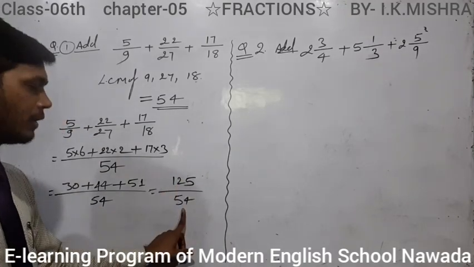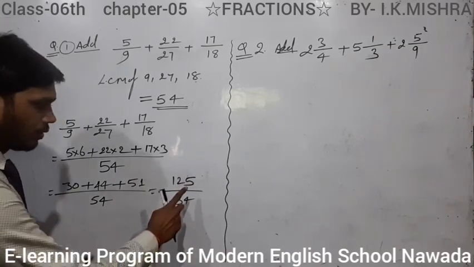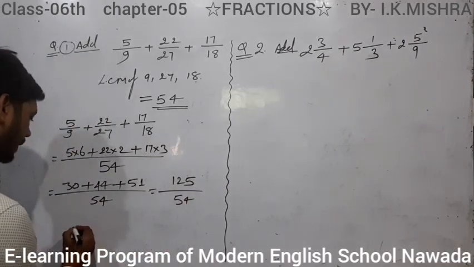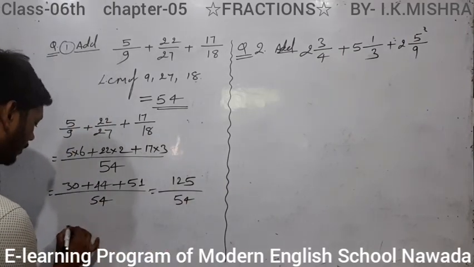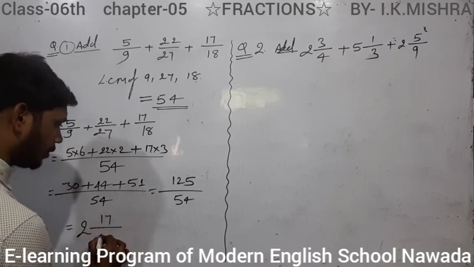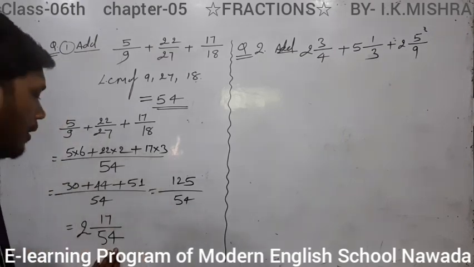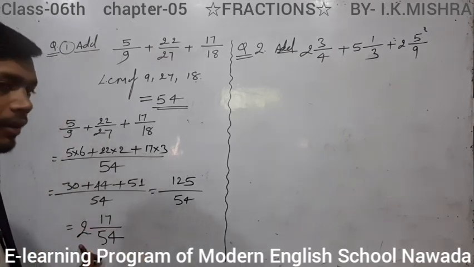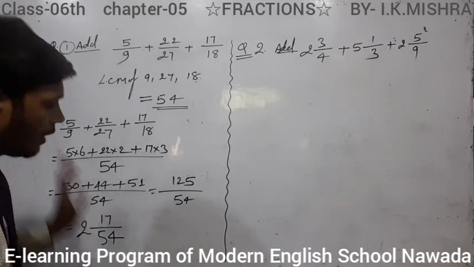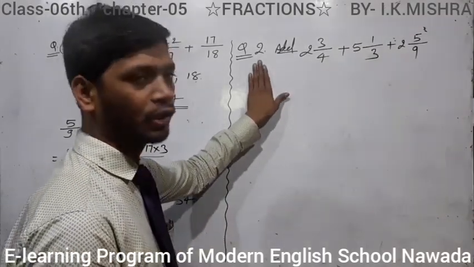You can change this value into a mixed fraction. So divide 125 by 54, you will get the mixed fraction equal to 2 whole 17 upon 54. Here friends, it is the answer of this addition. Friends, after that, here discuss question number 2.